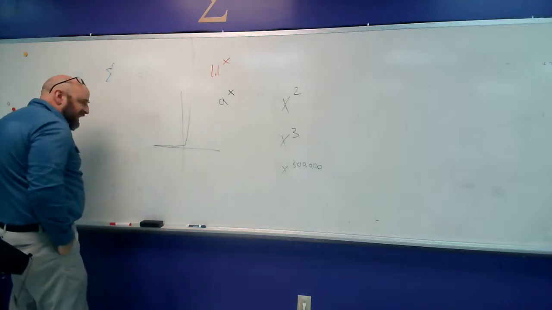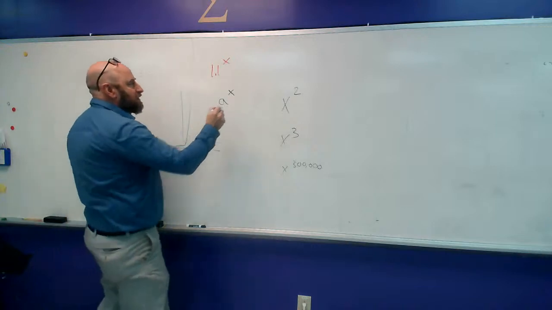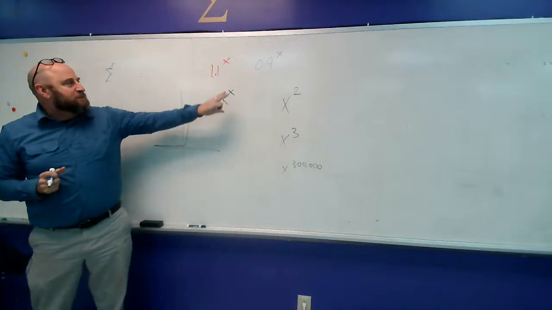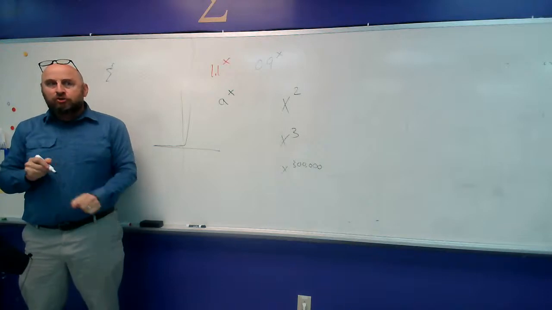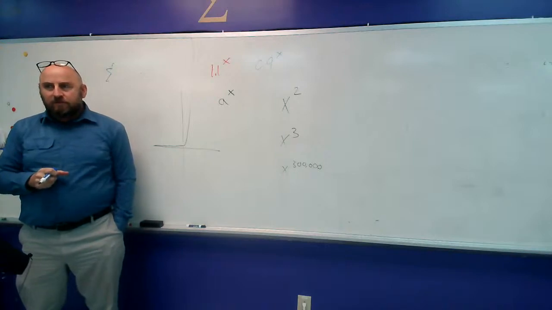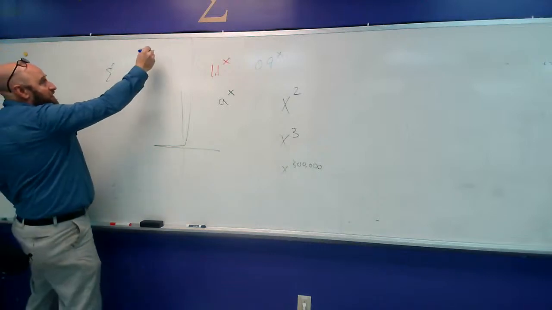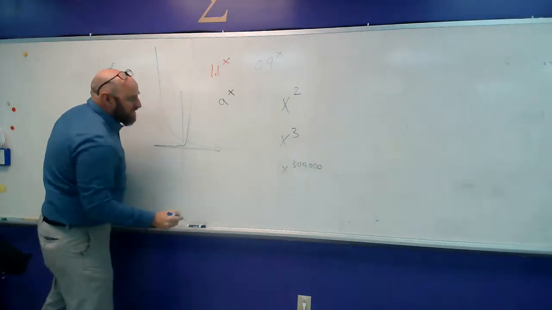What if we had instead, in another color, what do you think 0.9 to the x would look like? The difference between 1.1 and 0.9 is 2/10, or 1/5. What does the graph look like? Any idea? It's okay if you don't know, by the way. It's not surprising. Here's the thing. That graph looks like that.